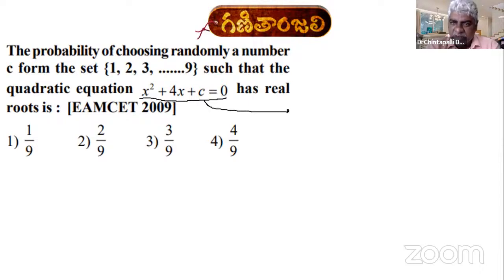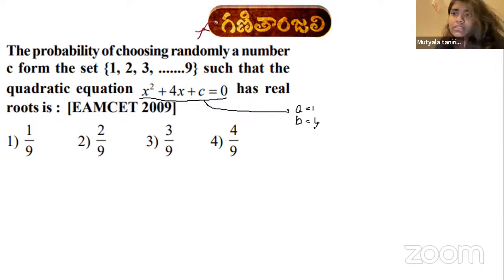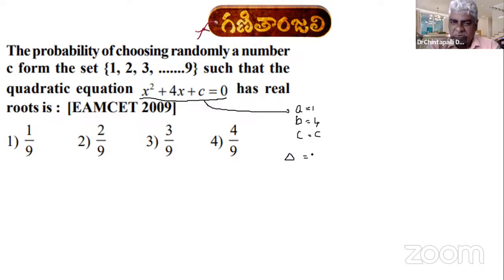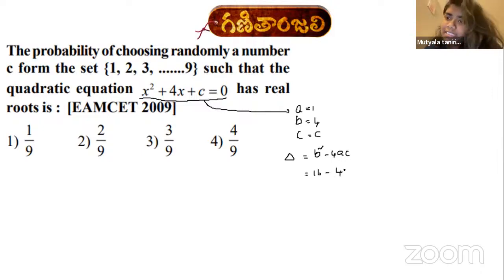What is the value of A? 1. The value of B? 4. The value of C? C only. What is its discriminant? Delta is equal to B square minus 4AC. B square means 16. 16 minus 4 times 1 times C. This must be greater than or equal to 0 because it has real roots.